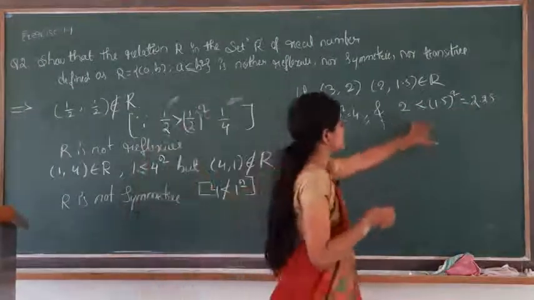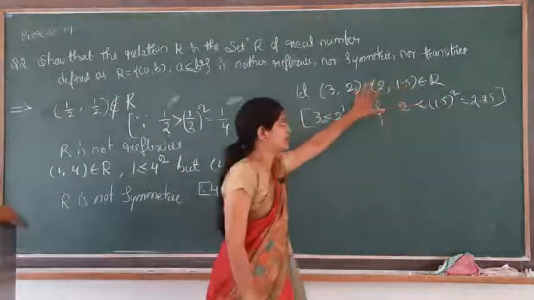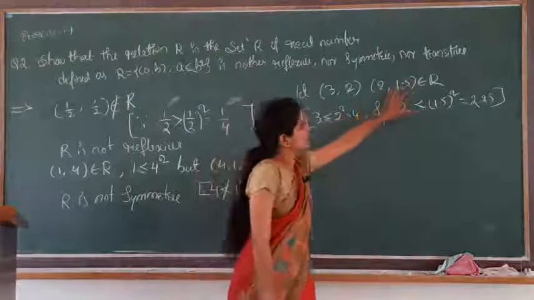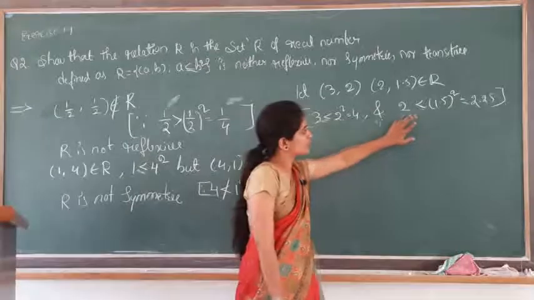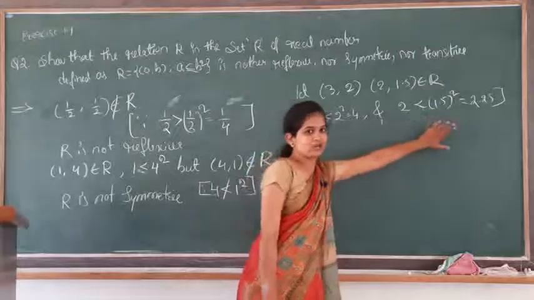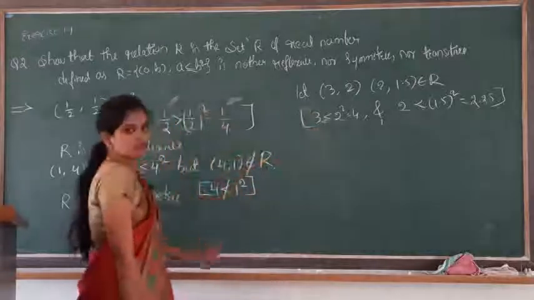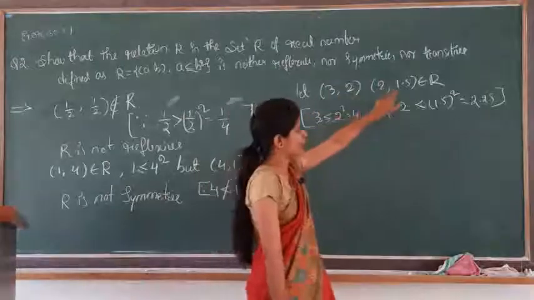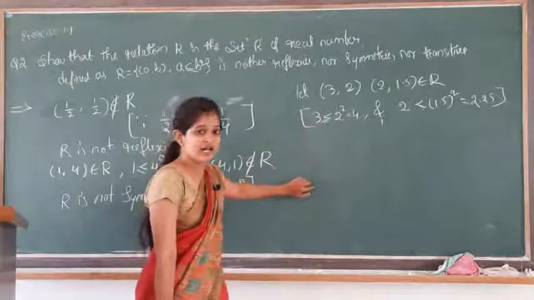And this is 2 is less than 2 square, right? (3, 2) belongs to R, means 3 is less than 4, means 3 is less than 2 square, and (2, 1.5) belongs to R, means 2 is less than 1.5 whole square. 1.5 whole square value is 2.25, then 2 is always less than 2.25, and that's why (3, 2) and (2, 1.5) belong to R. If (3, 1.5) also belongs to R, then only the given relation is transitive.